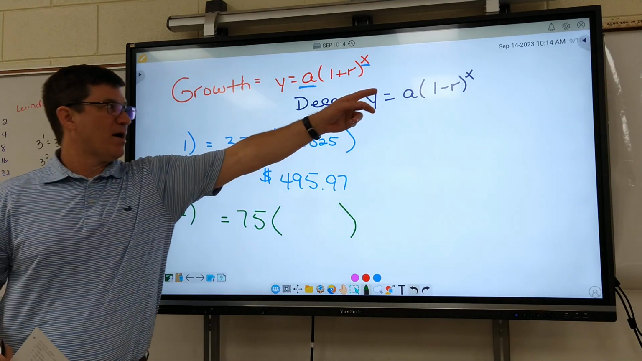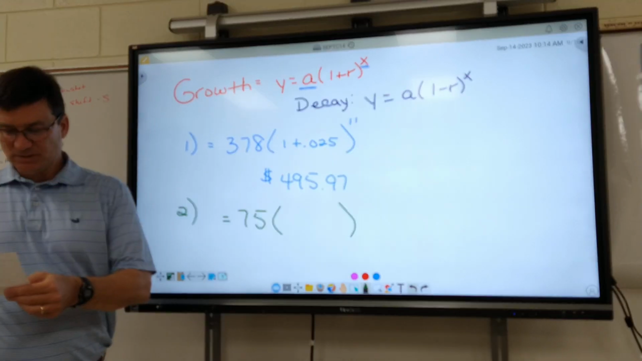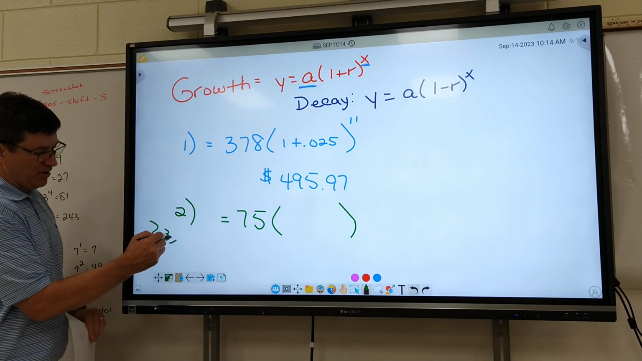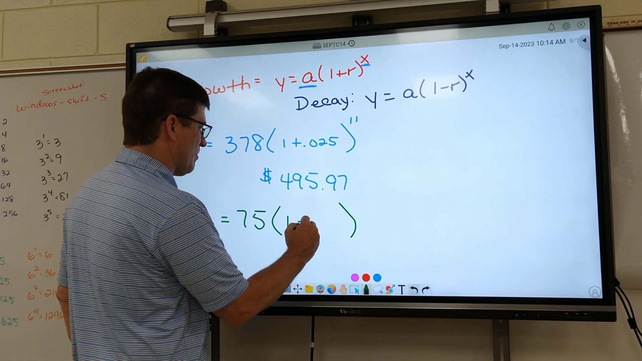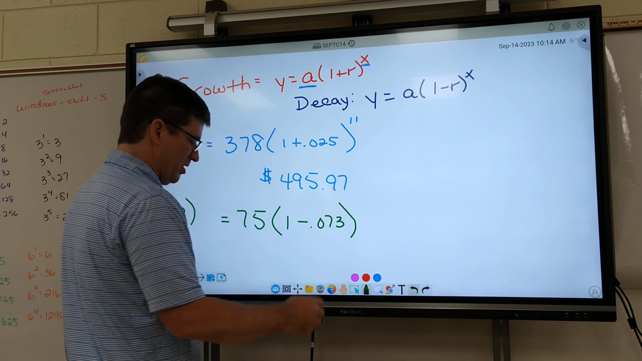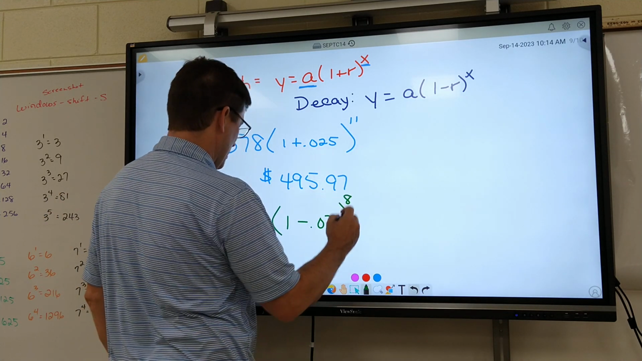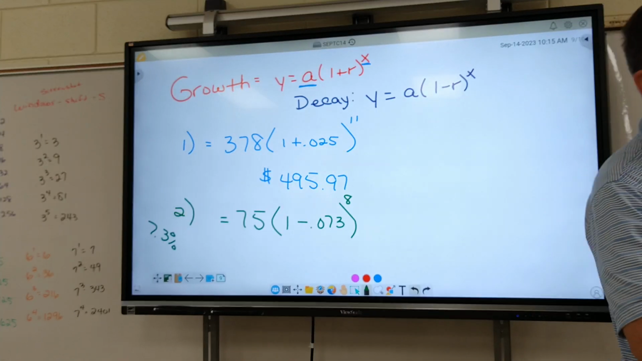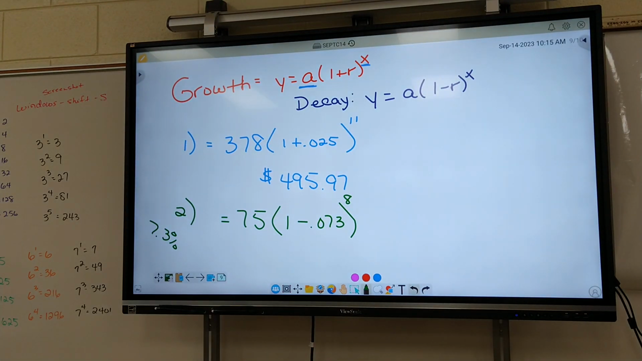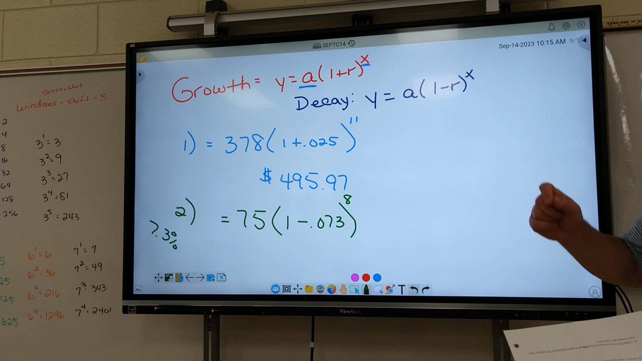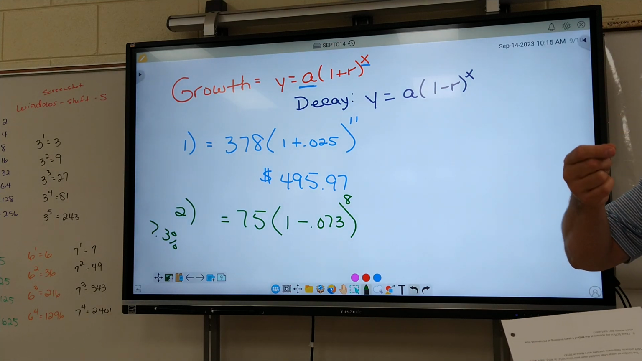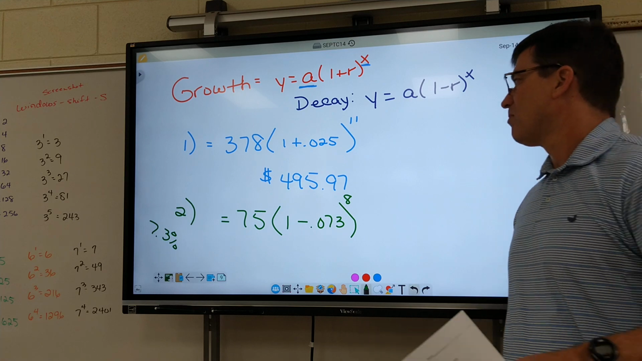All right, what do I plug in for my decreasing rate? All right, it says 7.3%. What do I do? Move that decimal point back twice. Good, so it's 1 minus 0.073. Number of years is 8. All y'all do is type it in. 75, 1 minus 0.073. What'd y'all get? 40. Yeah, let's just say 40. Don't round that one up if it's talking about animals. Let's just say 40 snipes.